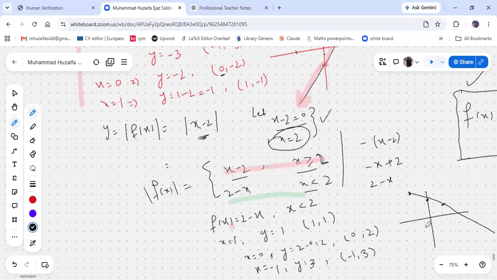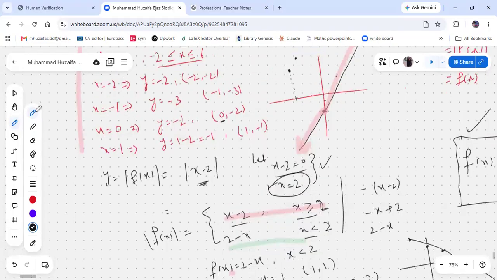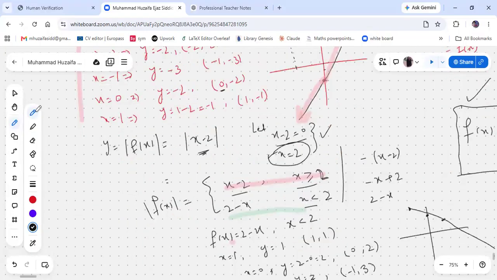On the next step, just for your easiness and understanding, I'm making the graphs separate. Look at here. First, I'm making the graphical representation of this one, then I'm making the graphical representation of this one. But from the exam point of view, or when you are doing your practice, you can make the graph of these two functions at the same scale.